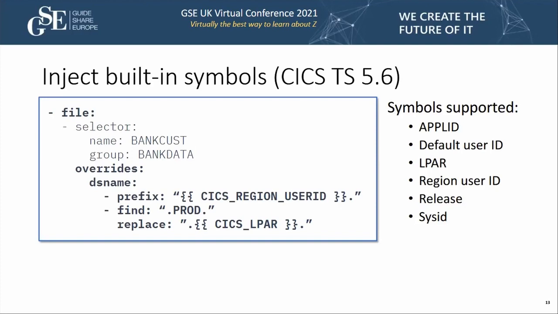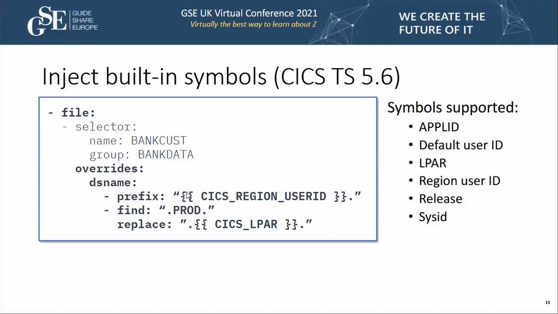So what we can do with these is we can say that we're going to select the file, we're going to override it, but here we're saying the DS name for the file we're going to prefix, and we've used these curly brackets. So the two left curly brackets, and we have the CICS region user ID inside that. That's the symbol name, and then we close out the symbol with two curly brackets. You can see there's some white space in there, and that doesn't matter. That's just eaten up by the parser. But the combination of the two left curly brackets, the symbol name, and the closing curly brackets is what gives us the symbol identifier.